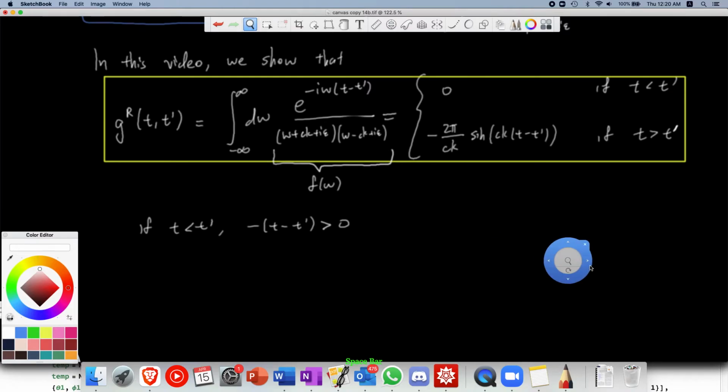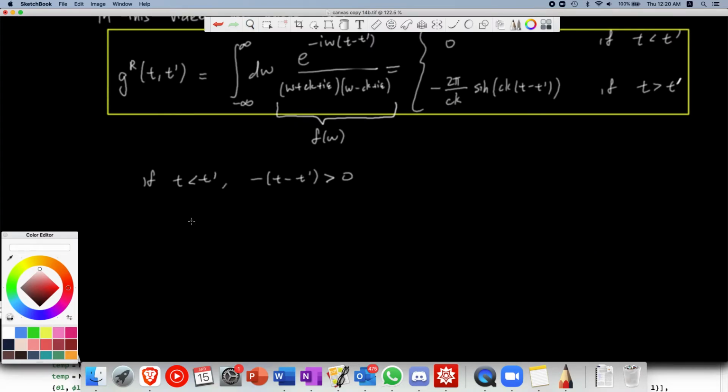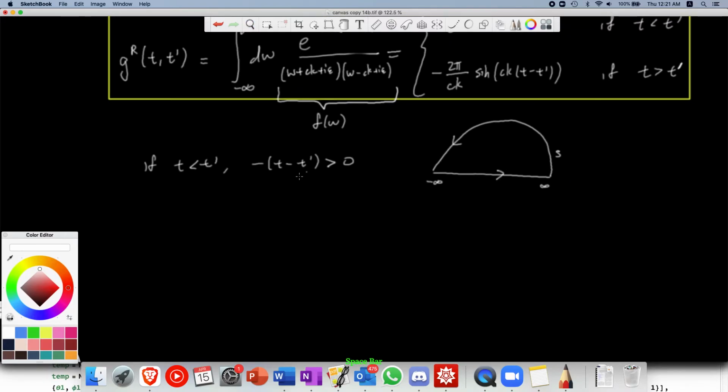Then we can consider the upper plane contour. We have this line that we're integrating over, and let's close the contour with this upper semicircle. I'll call the semicircle S, and I'll denote the line with minus infinity to plus infinity. So what happens then? Our contour integral over the entire contour C is simply equal to the straight line integral plus the semicircle integral.